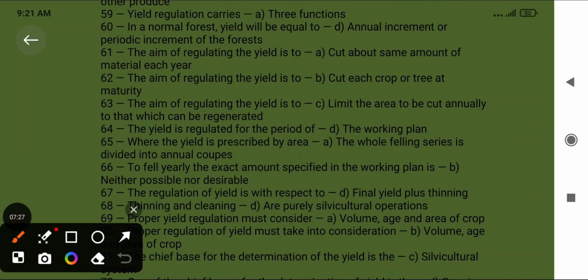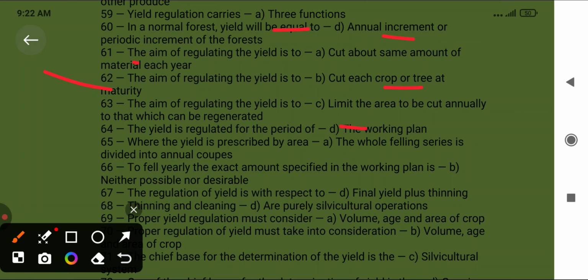In a normal forest, yield will be equal to the annual increment or periodic increment of the forest. The aim of regulating the yield is to cut about the same amount of material each year, to cut each crop or tree at maturity, and to limit the area to be cut annually to that which can be regenerated. The yield is regulated for the period of the working plan.